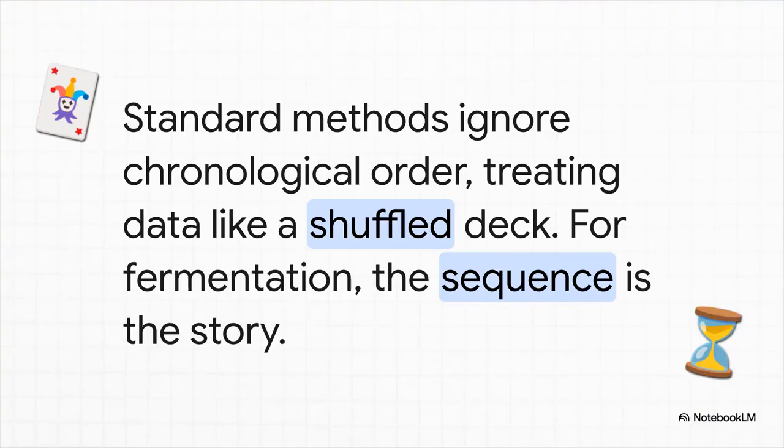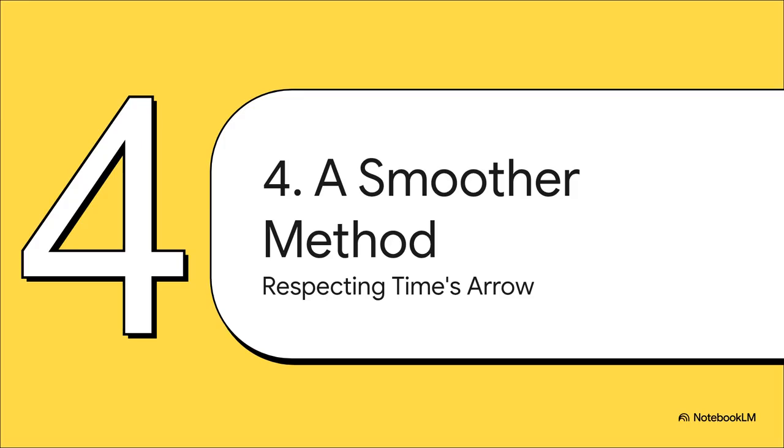So here's the crucial point. A standard PCA analysis treats all the data points as if they happened at the same time. It has no regard for their order. It's like taking the pages of a story, shuffling them all up, and then trying to figure out the plot. For a biological process like fermentation, which unfolds over hours, the sequence isn't just a minor detail, it is the entire story. So, to solve this problem, the researchers developed a much smarter way to look at the data, a new kind of lens that actually respects the arrow of time.